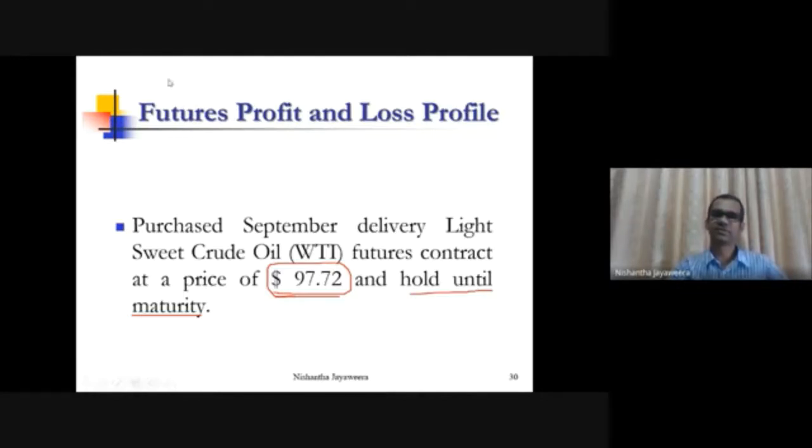In futures, it's almost like a forward. You don't buy or sell anything today. You just enter into an agreement to buy or sell. If you enter into a contract to buy something, we call it a long future. If you enter into a contract to sell the underlying, we call it a short future.